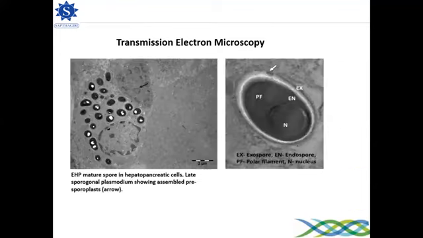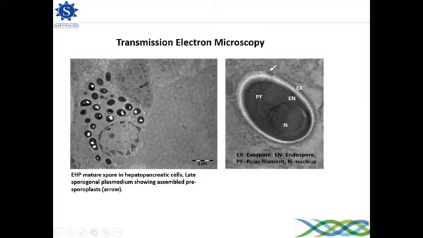So this is one of the interesting pictures. You can see in one cell there are matured spores, whereas in a nearby cell reinfection is happening. That means even an infected cell is going to slough off, or it is going to produce mature spores, and again reinfection is happening. So the severity is much higher.